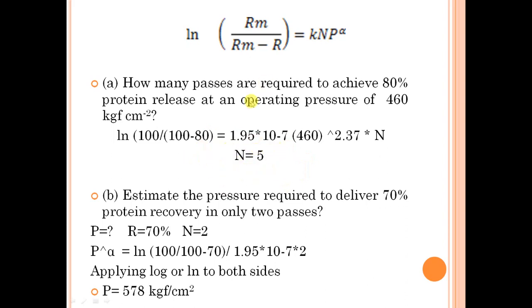In this way, you can understand that for so much recovery with so much pressure, you will have to send this micrococcus into the system 5 times. Number of passes is 5.